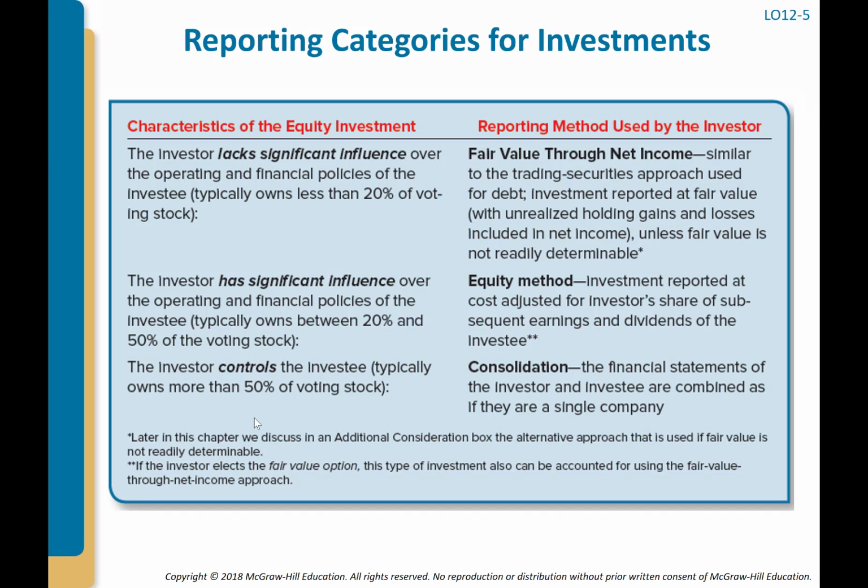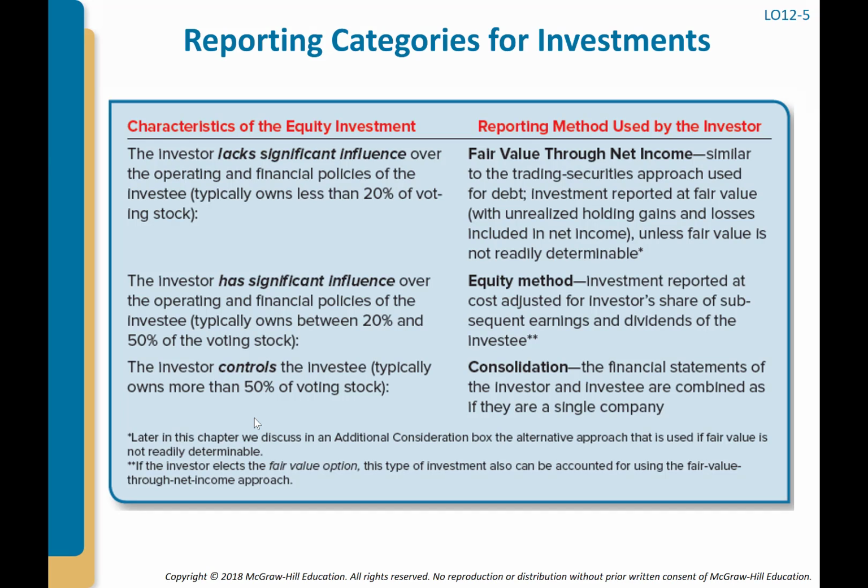Those percentages are rule of thumb, but you also have to read, do they tell you whether or not they exert significant influence or not, right? Now, if they say nothing, then that means you should assume that you use the 20% rule. So it's a rule of thumb. It's not an absolute, okay?